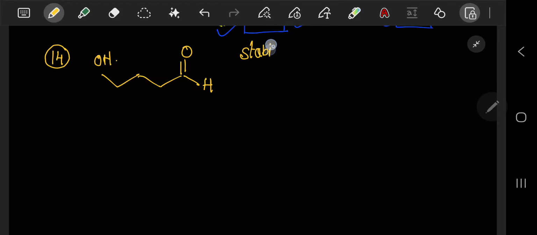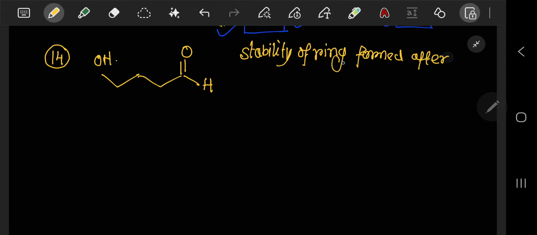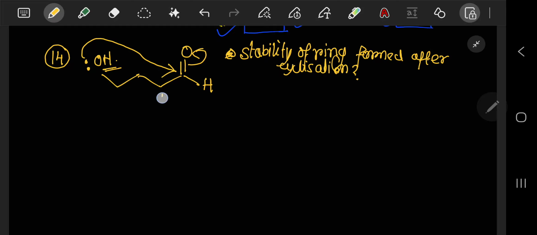ring formed after cyclization. So whether cyclization will be possible or not, the answer will be given by whether the ring that is formed after the cyclization is stable or not. Okay. So now here you can see oxygen is having the lone pair of electrons. It can act as a nucleophile. So it will attack into this and it will be forming the O minus, right?